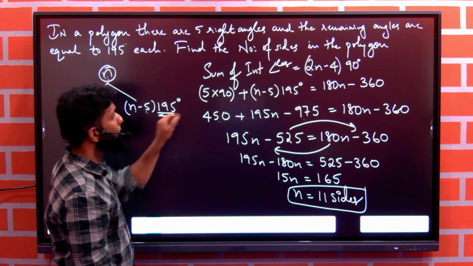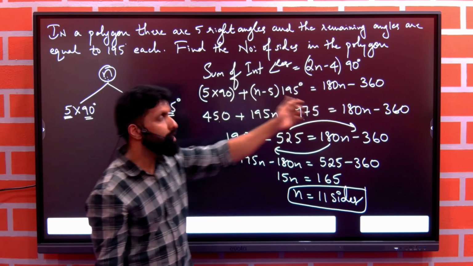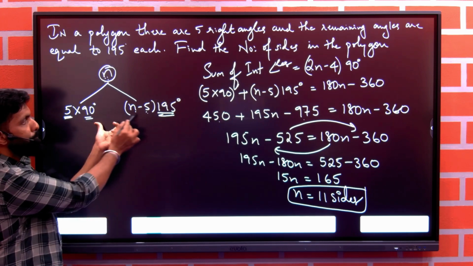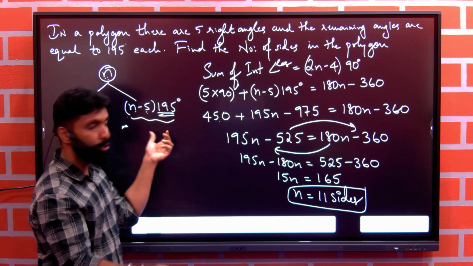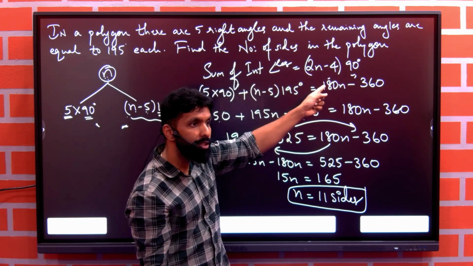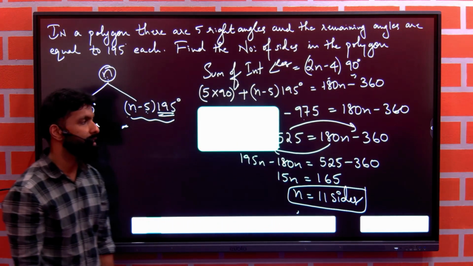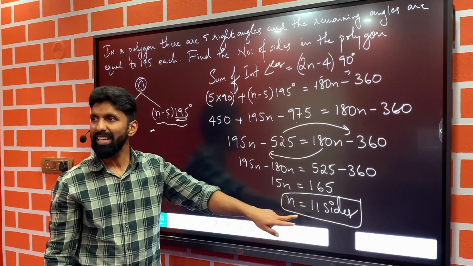So the sum of interior angles is 2n minus 4 into 90 degrees. So sum of interior angles from here is 5 into 90 plus whatever term I have written here. But with respect to the formula, it is 2n minus 4 into 90. So if I equate these two and solve carefully, I am getting n as 11 sides.